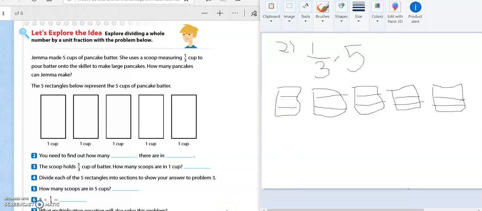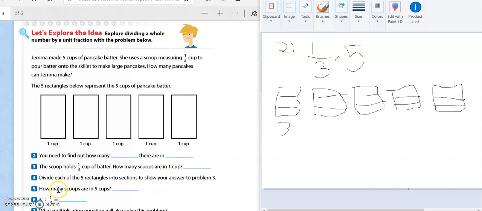And so now number 3 says the scoop holds 1/3 cup of batter. How many scoops are in 1 cup? So we're looking at each square. This is one cup and it holds 1, 2, 3 scoops. So your answer for number 3 would be 3.